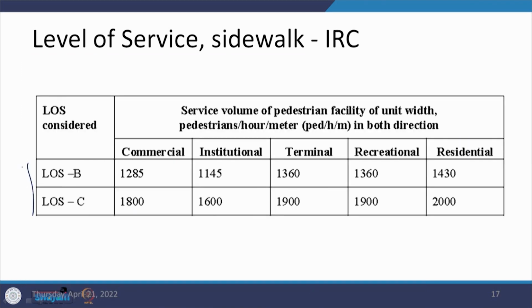In this case, again we are talking about level of service B or C, but now we are specifically talking about different types of developments in which these facilities are provided. There is not much difference you can see in terms of pedestrians per hour per meter and the values defined for both directions. The minimum value at LOS B is in the institutional areas, and similarly in LOS C also. But the higher values for LOS C come in the residential areas, recreational areas or the terminals where these facilities have been located.